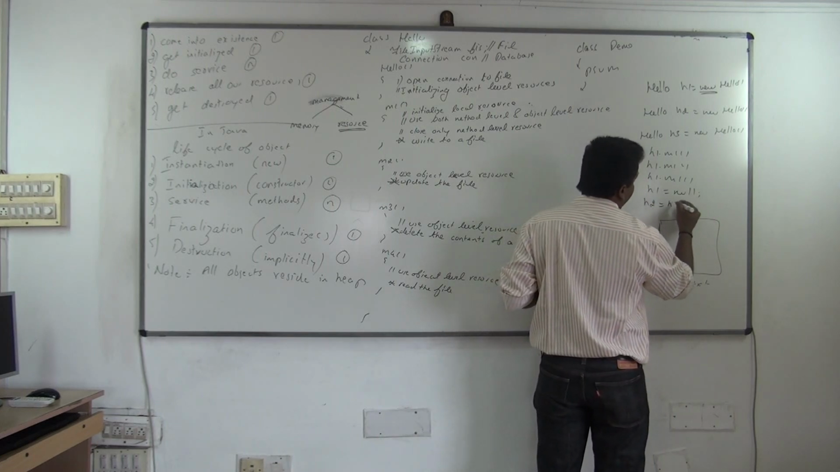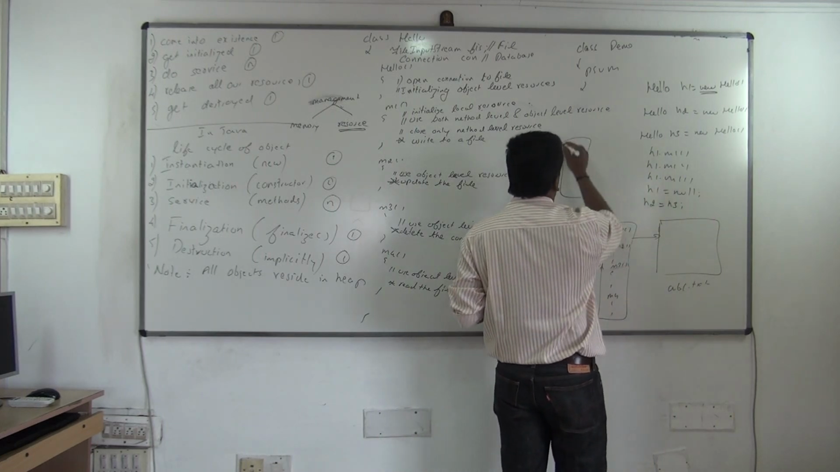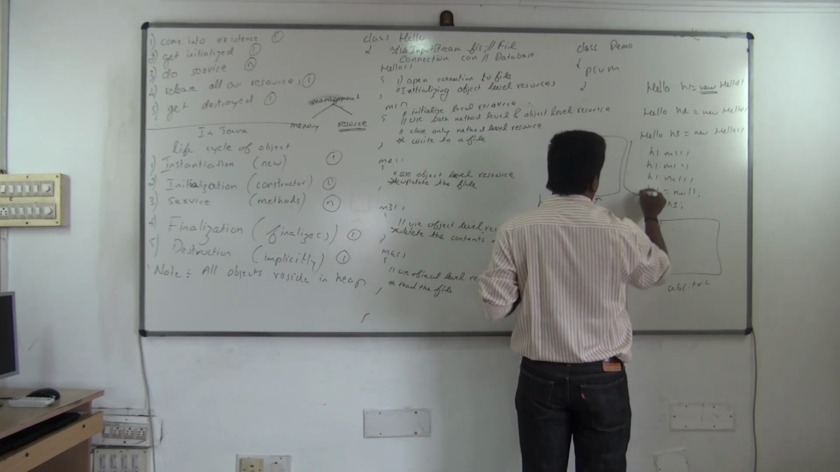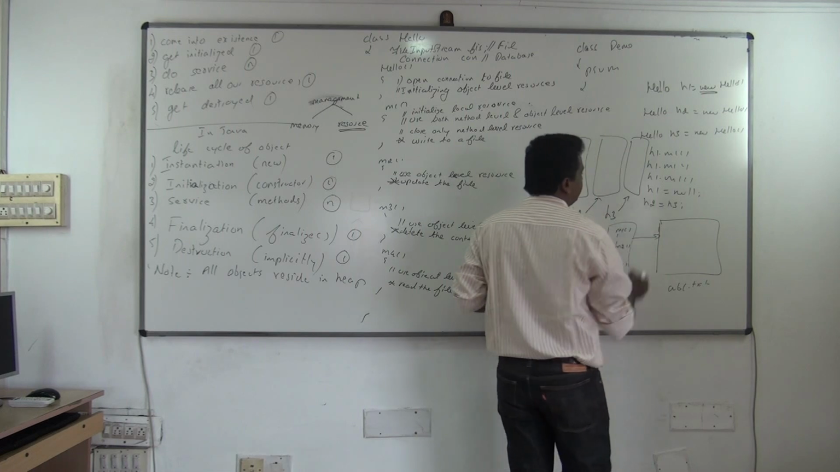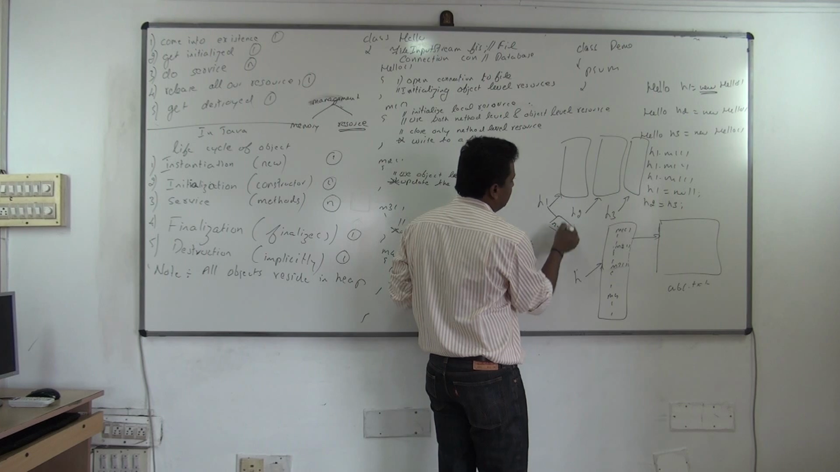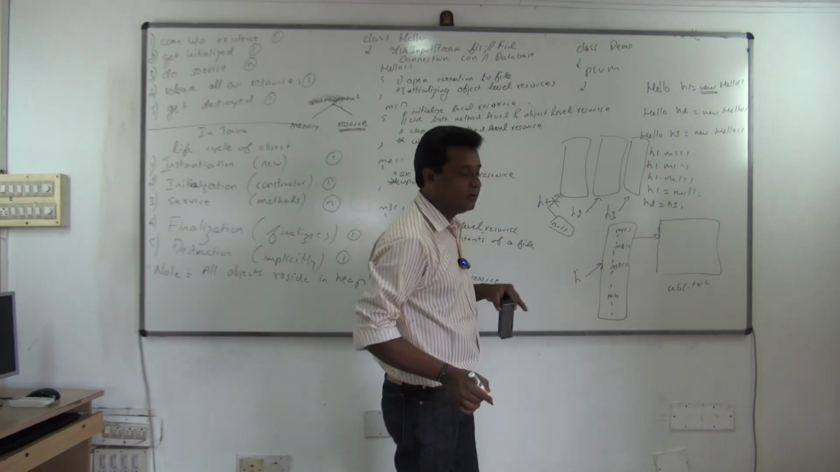h2 is equal to h3. Here, first h1 got created. Then h2 got created. Then h3 gets created. Three objects I created. Then what did I do? h1 is equal to null. Now h1 refers to null. So this is dereferenced.